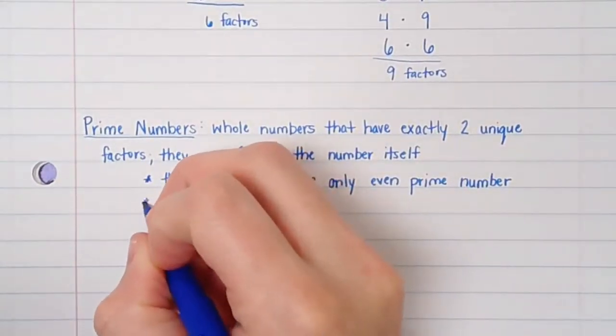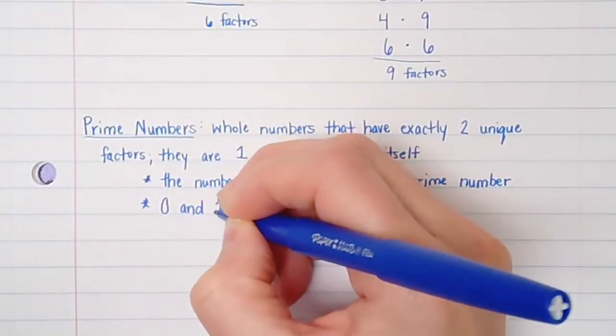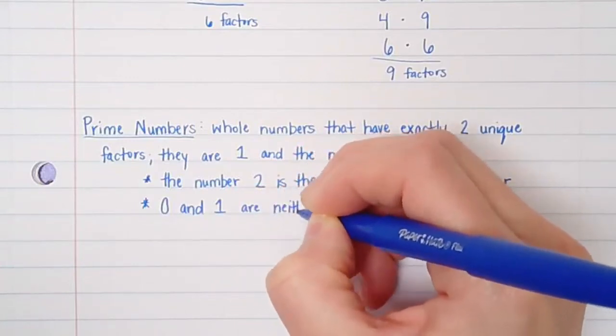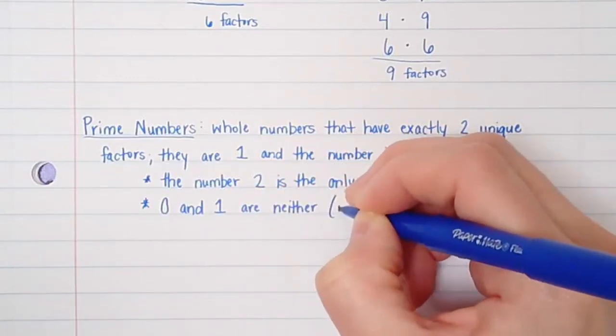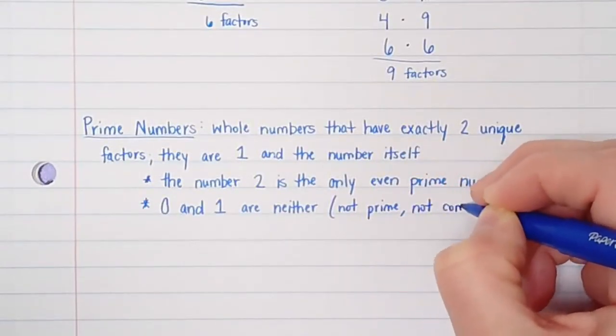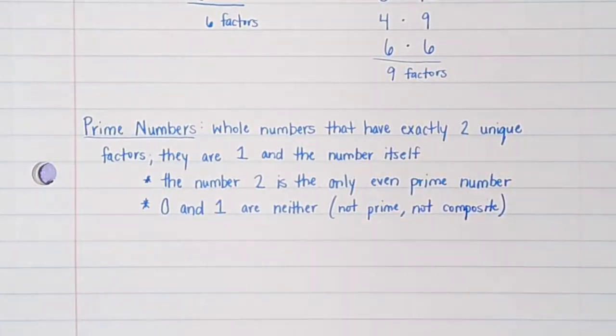0 and 1 are not prime, not composite. Okay, so 0 and 1 fall in this category called neither. It's not going to be prime and they're not going to be composite. They are literally in the neither category.